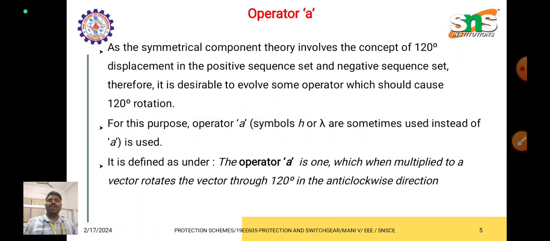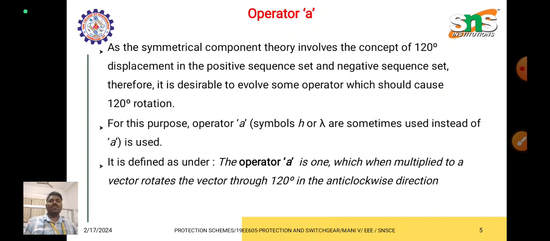And the next one, operator A. Here we have to introduce a new parameter, a new symbol, a new denotation, which is operator A. As the symmetrical component theory involves the concept of 120 degree displacement in the positive sequence, negative sequence and zero sequence, it is desirable to evolve some operator which should cause a 120 degree rotation in all three phases. For this purpose, a symbol A, or it may be lambda, can be used.